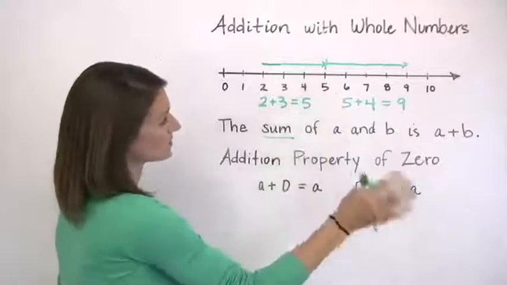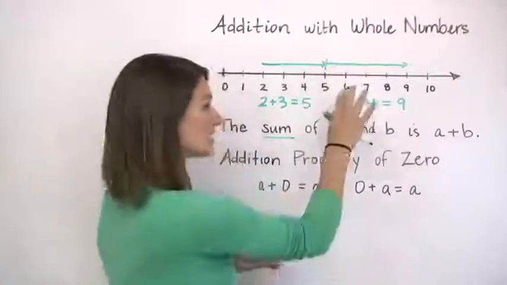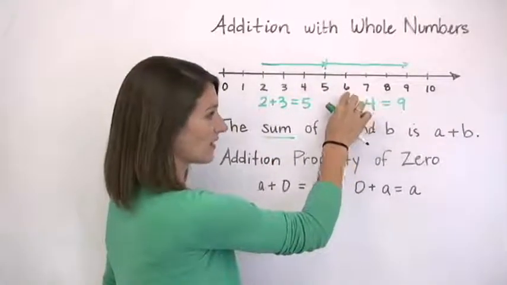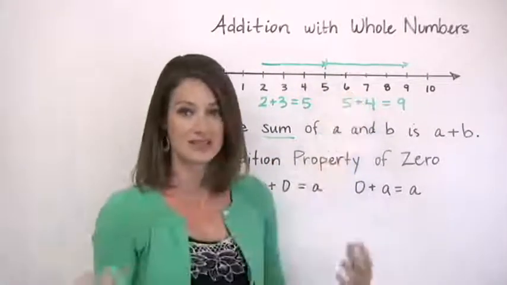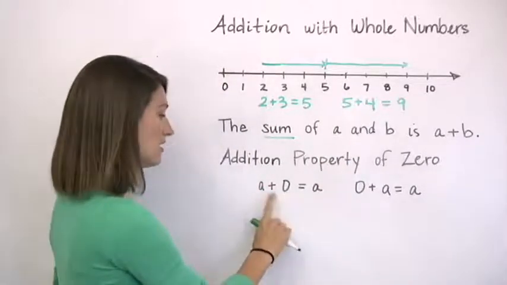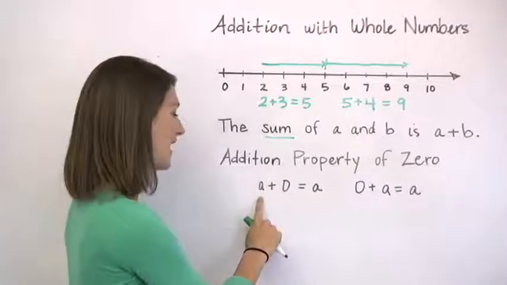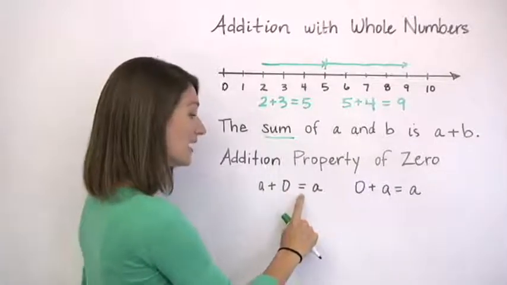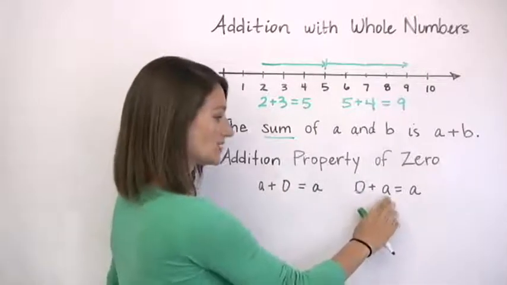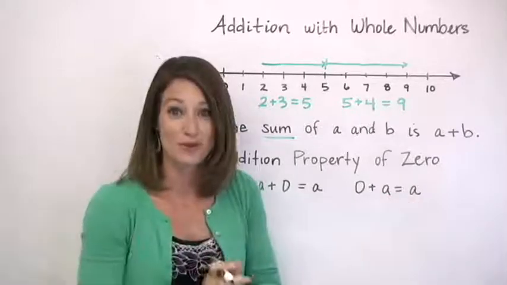Let's say we were to start at the number 6, and we were to add 0 to 6. You're not going to move anywhere on the number line, you're just going to stay right there. And so your answer is 6. So visualizing it using these symbols for the property, if we let A represent a number, we can say A plus 0 equals A. Or in other words, 0 plus A equals A. So let's move on and let's work through some examples.